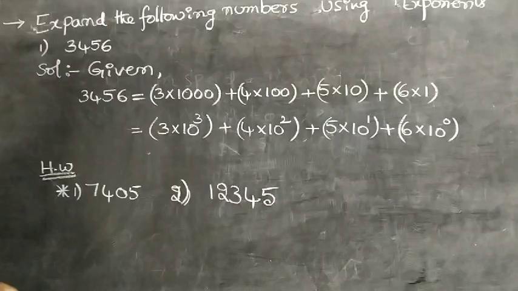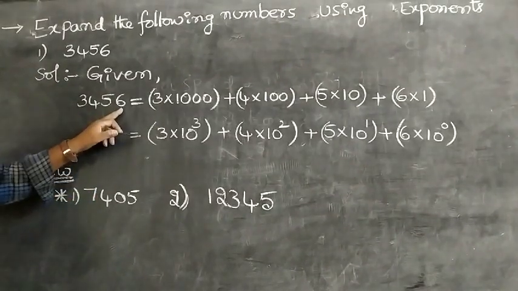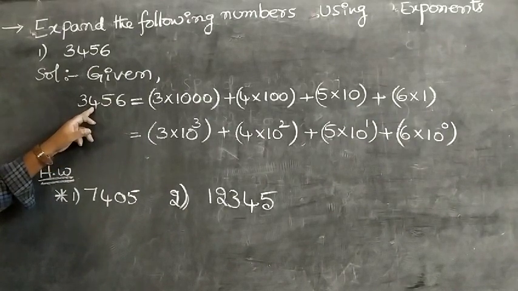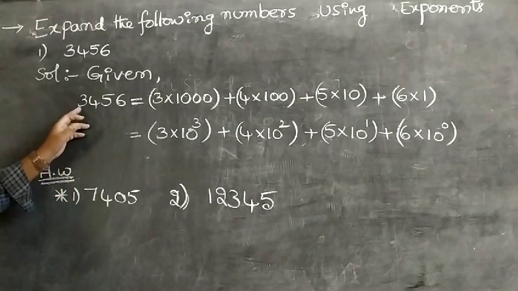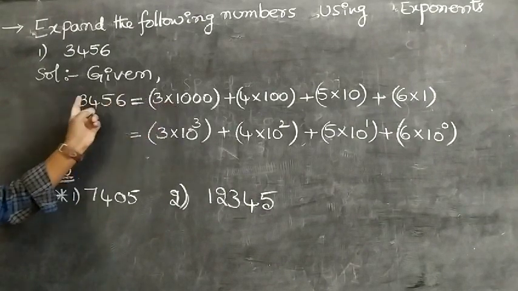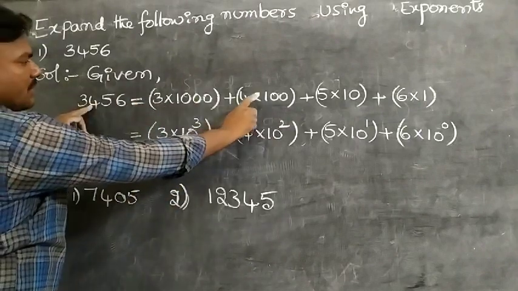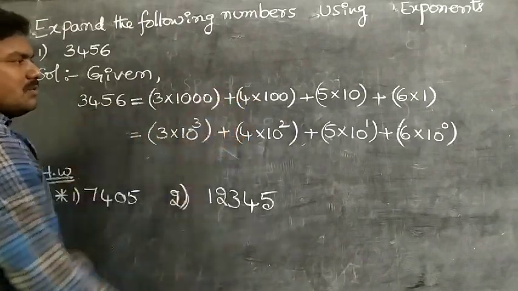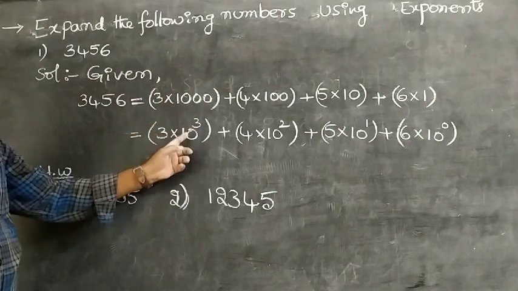3456 is equal to. So observe each and every digit: 6 in units place, 5 in tens place, 4 in hundreds place, and 3 in thousands place. That's why we can express it like this expansion: 3 into 1000 plus 4 into 100 plus 5 into 10 plus 6 into 1, which implies 1000 can be expressed in 10 cube.